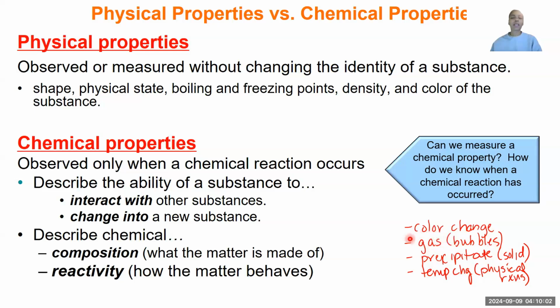Bubbles indicate that a gas has been released. When you see a cloudy substance forming in a liquid, that represents a precipitate, or a solid, has formed. When the temperature changes, now the funny thing about temperature changes is that that can occur with a physical process or a chemical process. So it's not always an indication that a chemical reaction has occurred.